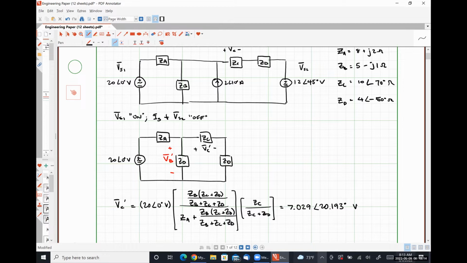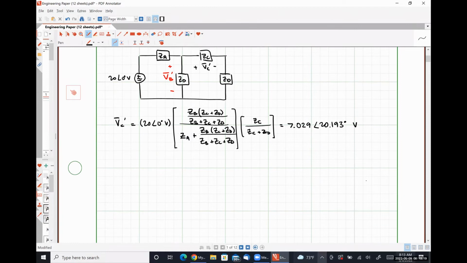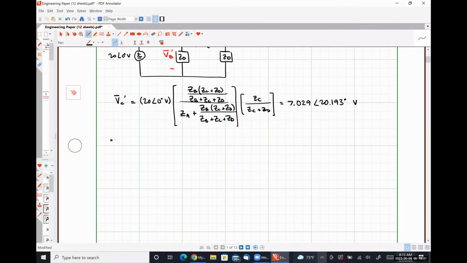Let's talk about with our voltage sources off and our current source on. So VS1 and VS2 off, IS on. So with VS1 off, we replace it with a short circuit. Here's ZA.